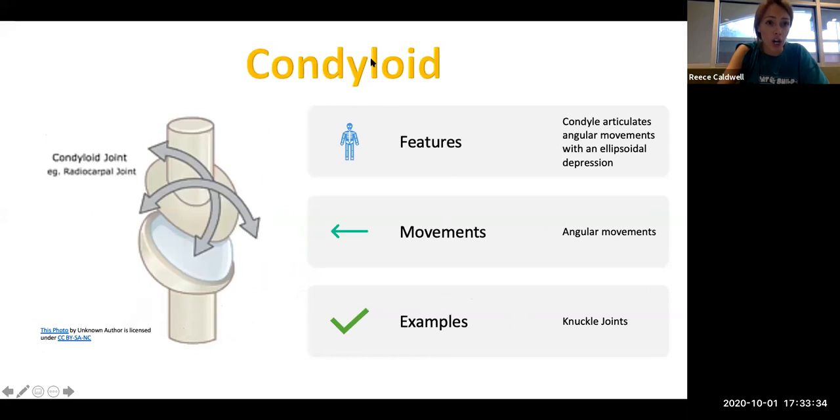Now we're on to condyloid. So condyloid, we're going to skip through because you don't see many super important condyloid joints. These would be like the joints at the knuckles, or the radiocarpal joints, so right in here and here. They provide for angular movement. But I'm not too concerned with condyloid joints, so you probably won't see them.